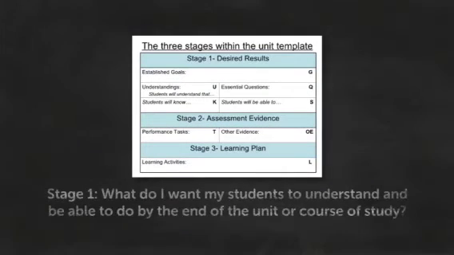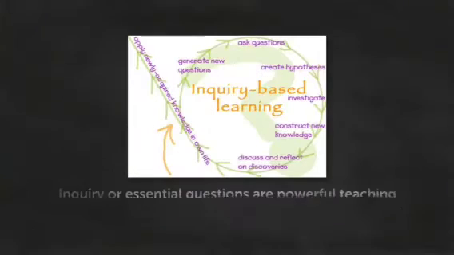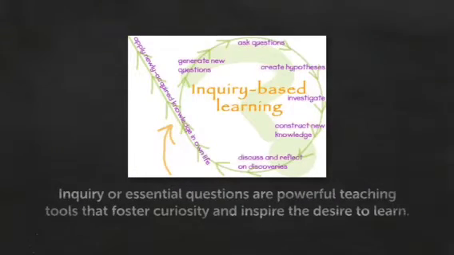There are 3 stages to the Understanding by Design template or framework, and the first stage is desired results, starting with the end in mind. What do I want my students to understand and be able to do by the end of the unit or course of study? Stage 1 of the framework uses the power of questioning to drive the unit through inquiry. Inquiry-based learning uses the powers of questioning to foster curiosity and inspire the desire to learn and to investigate. Essential questions can be very broad, or questions could be more factually based, conceptually based, or debatable.